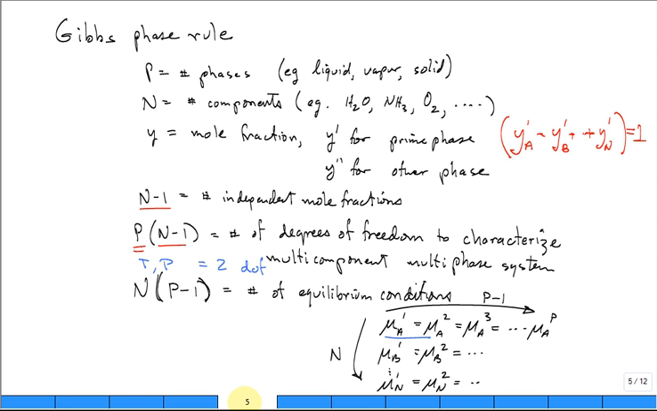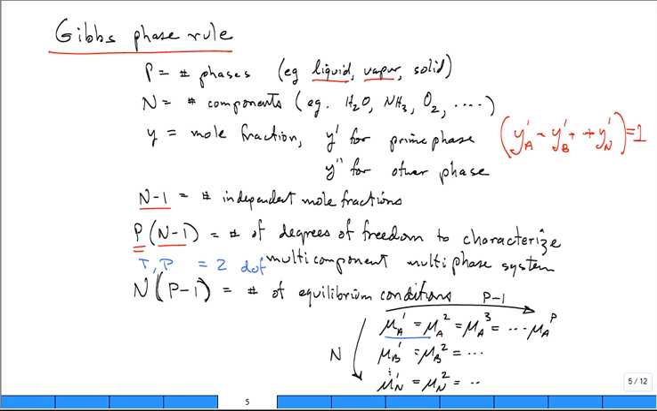Now we shift to talk about Gibbs phase rule. Gibbs phase rule is just an equation to tell us how many independent intensive properties we need to determine to fix the state of a multi-component, multi-phase system. So think of P being the number of phases. If you have liquid only, P is 1. Liquid and vapor, P is 2. Liquid, vapor, solid, P is 3, and we really don't go beyond that, right?